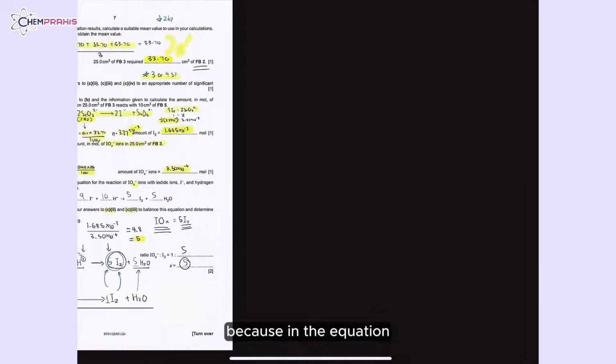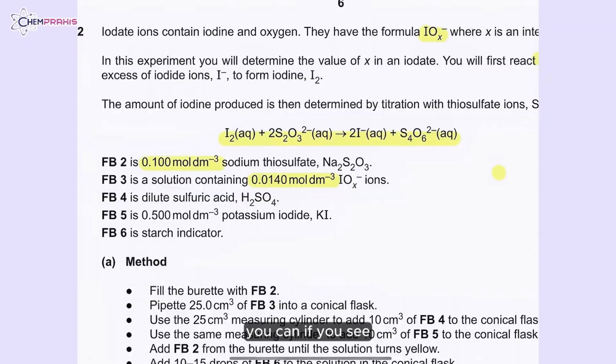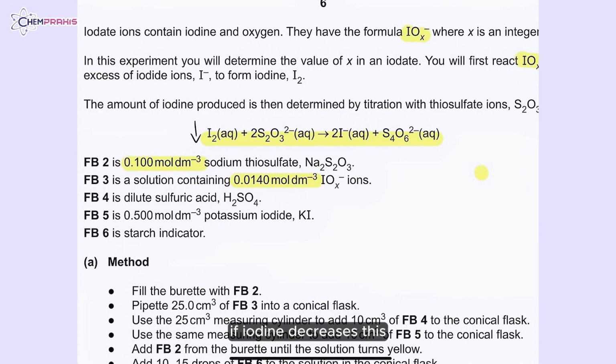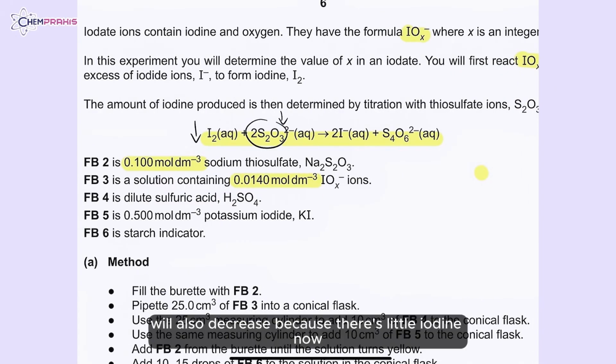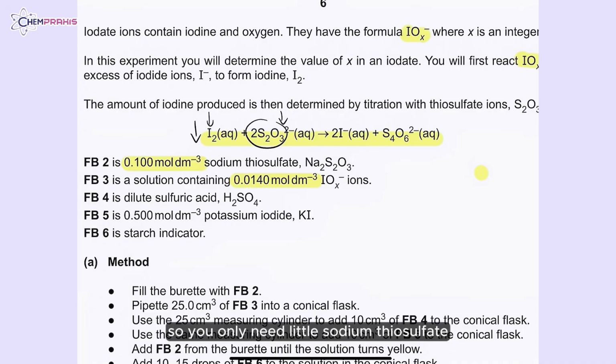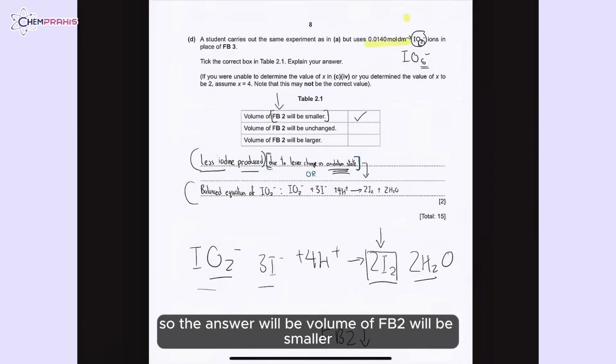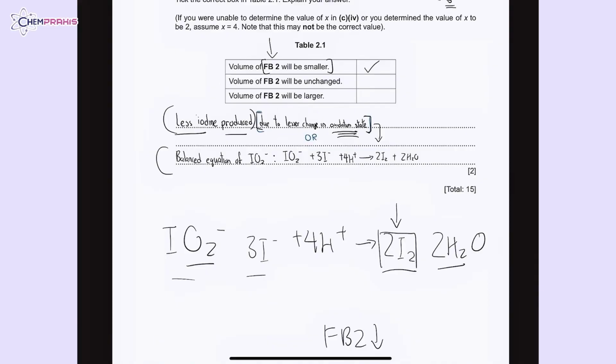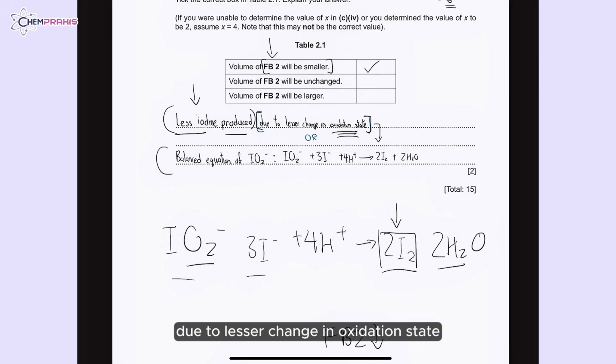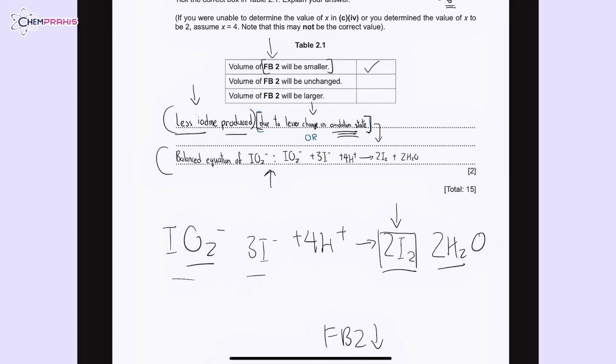Because in the equation, if iodine decreases, this will also decrease. Because there's little iodine now, you only need little sodium thiosulfate. That means Fp2 will decrease. So the answer will be: volume of Fp2 will be smaller. Why? Less iodine produced due to lesser change in oxidation state. You don't write the square brackets, you can just write the balanced equation. And you can secure your 2 marks.